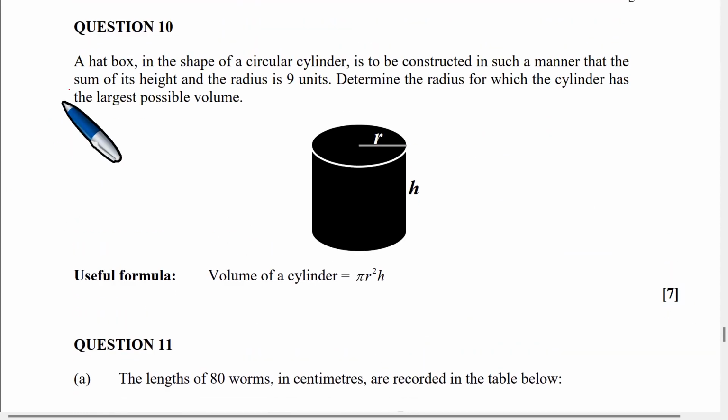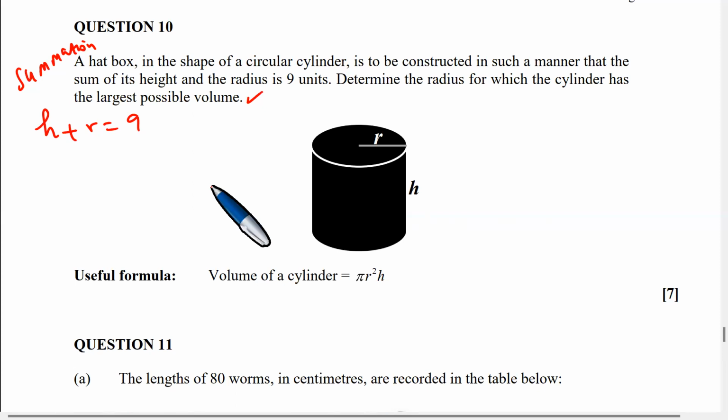Right, a box in the shape of a circular cylinder is to be constructed in such a manner that the sum of its height and the radius is 9. So we're dealing with the summation of the height and the radius. The sum of the height and the radius is 9 units. Determine the radius for which the cylinder has the largest volume.